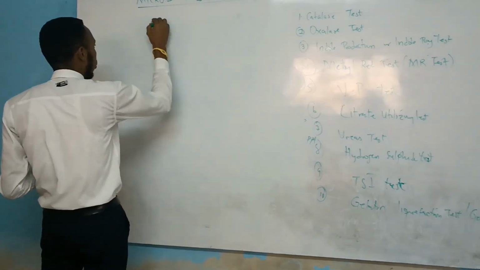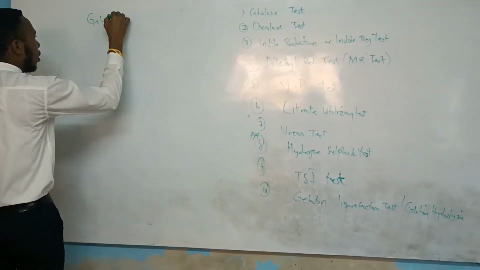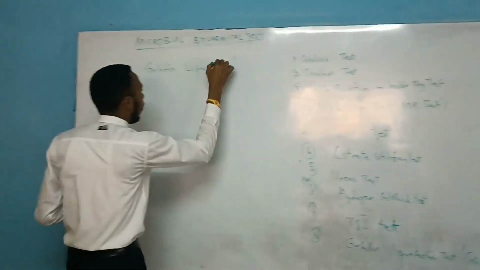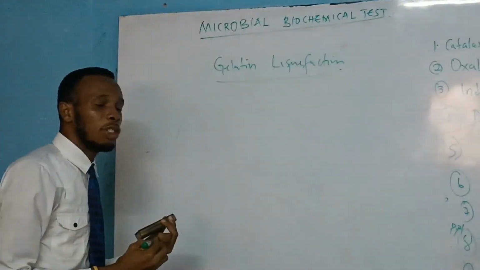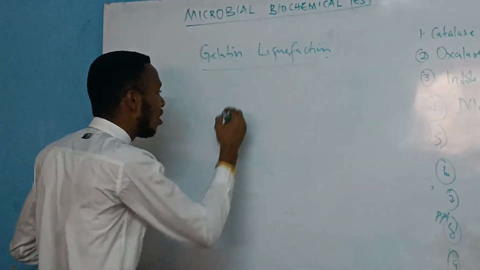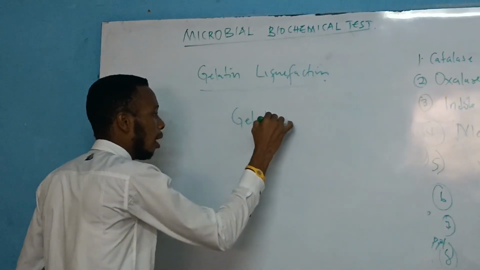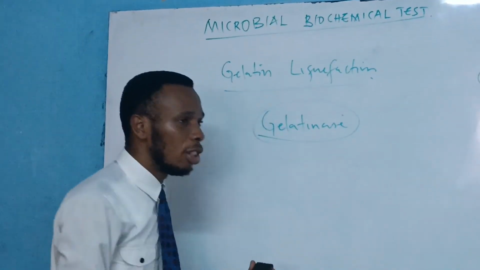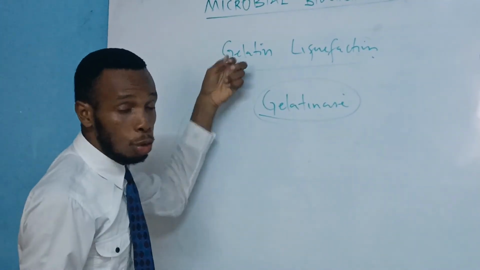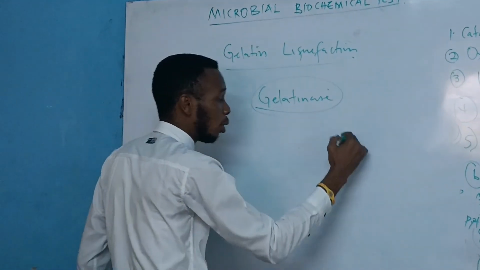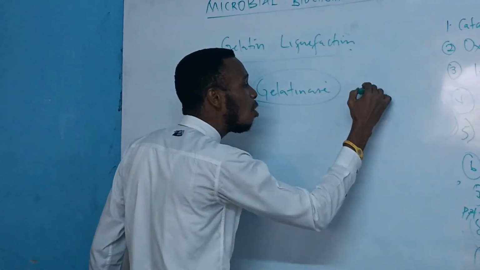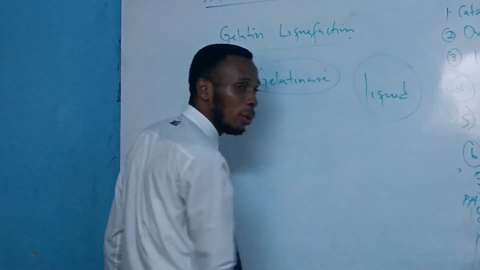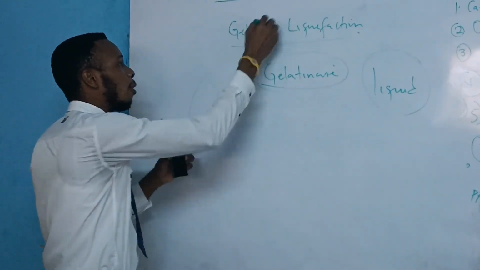Gelatin liquefaction. In gelatin liquefaction, some bacteria have the ability to produce an enzyme called gelatinase. Gelatinase has the ability to act on gelatin to convert it to a very watery, liquid form. That's why it's called liquefaction: it converts gelatin to a liquid state.